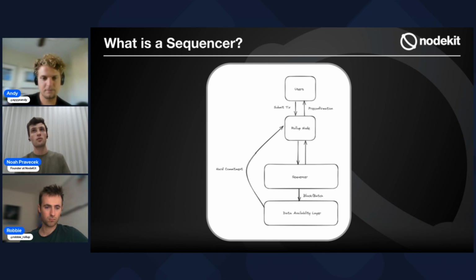Exactly. And different rollups do that confirmation in different steps. For example, optimistic rollups are just posting that data to Ethereum. ZK rollups are doing that confirmation with a ZK proof. So that hard commitment is done in different ways for different rollups.